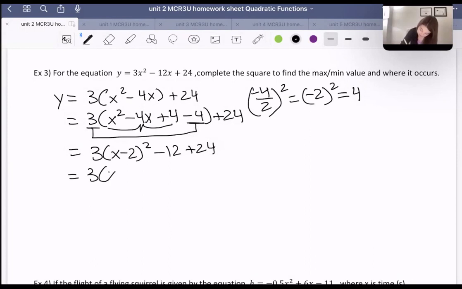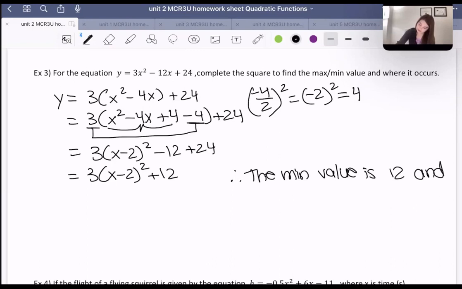Okay, so then our answer is 3 times x minus 2 squared plus 12. So therefore, the minimum value is 12, and it occurs at x equals 2. And just a reminder, that's 2 and not -2 because the negative is part of the equation, so it's only the 2 that's the actual h value. So therefore, it is indeed +2. That was not a typo. All right, very good.